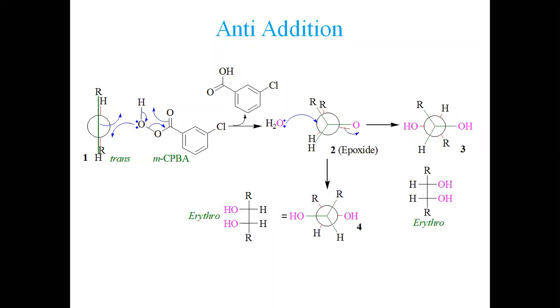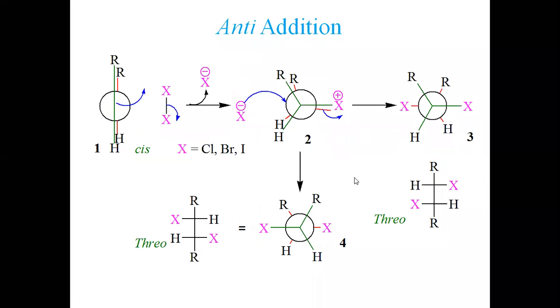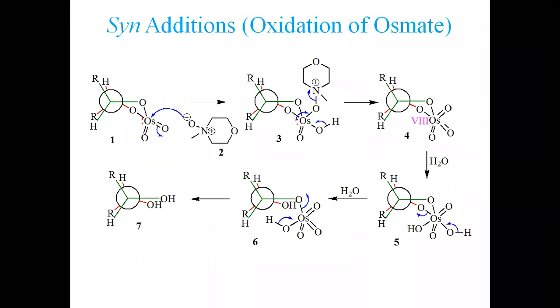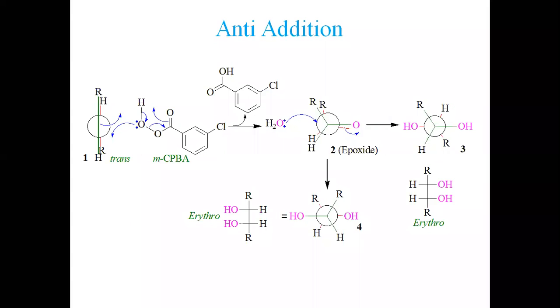So here you see these 2 products. These are erythro. Cis olefin, syn addition, resulting in a syn product. So this is what you have already come across with osmium tetroxide: a trans olefin, syn addition, giving you threo. What if it is opposite? If you have a syn addition, you shall get a threo entity, erythro entity. This is what you have already come across.